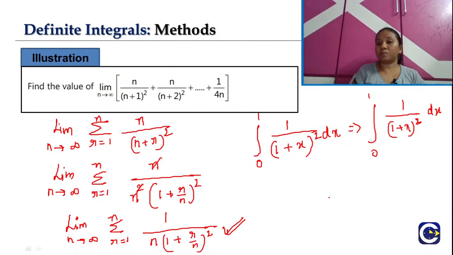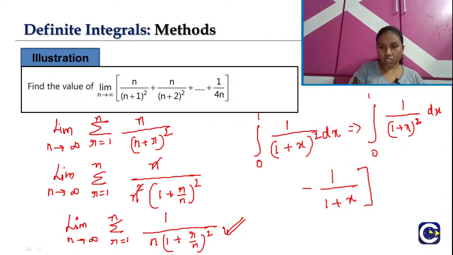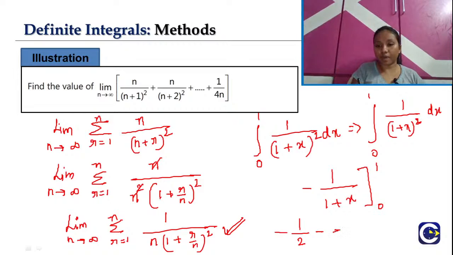So 1 by 1 plus x square will be minus 1 by 1 plus x, the integration of it. Right. And what are the limits? 0 to 1. So if I substitute 1 here, it will be minus 1 by 1 plus 1, 2. So minus of, if I substitute 0, it will be minus 1 by 1. Right, so it will be minus 1 by 2. So minus of minus, plus 1. So 1 minus 1 by 2 will be 1 by 2.